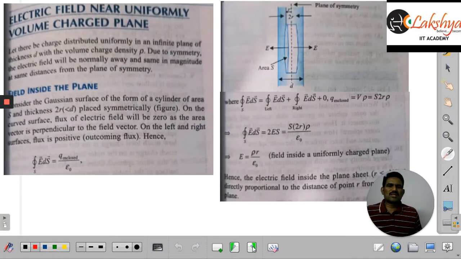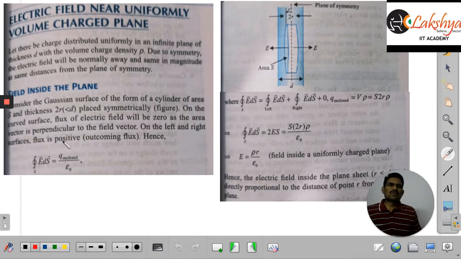Now we are taking a uniformly charged plate, that means a plane of charge having some considerable thickness d, and some charge is present throughout this volume. That means it is a non-conducting plane of charge having some thickness and a volume charge distribution. Previously we discussed only surface charge density, where charge is distributed only on the surface of the plane. Now the charge will be distributed throughout the volume, so the charge density will be there throughout this volume.